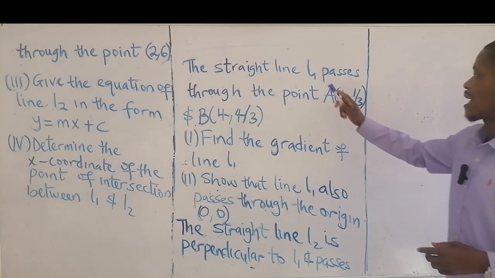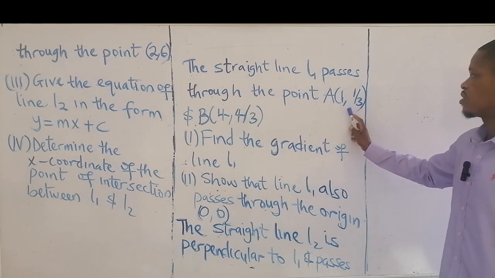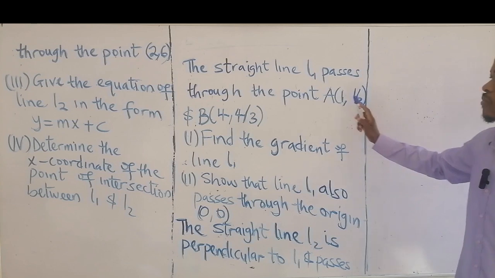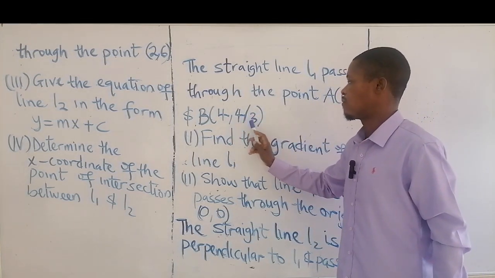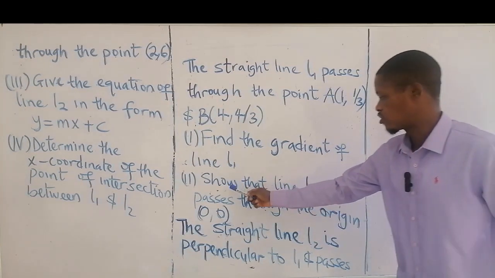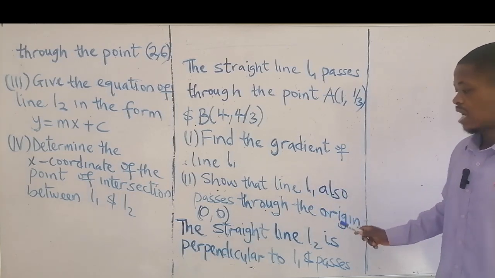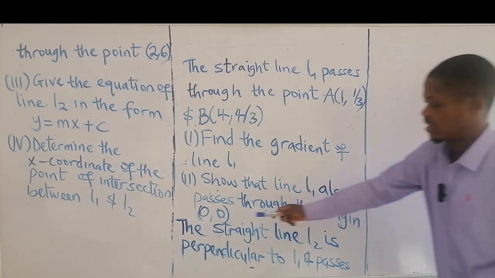The straight line L1 passes through the points A, which is (1, 1/3), and B, (4, 4/3). Find the gradient of line L1. The second one: show that line L1 also passes through the origin (0, 0).